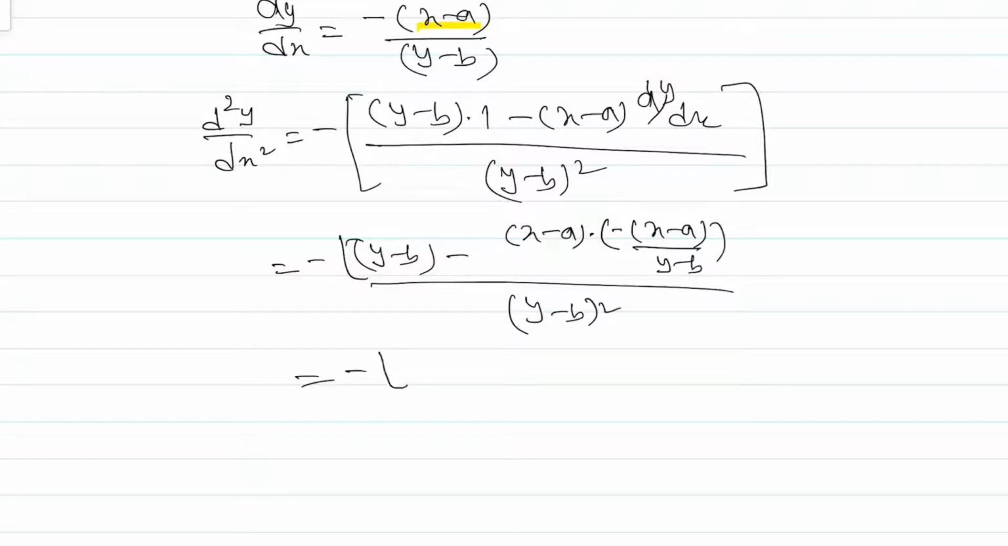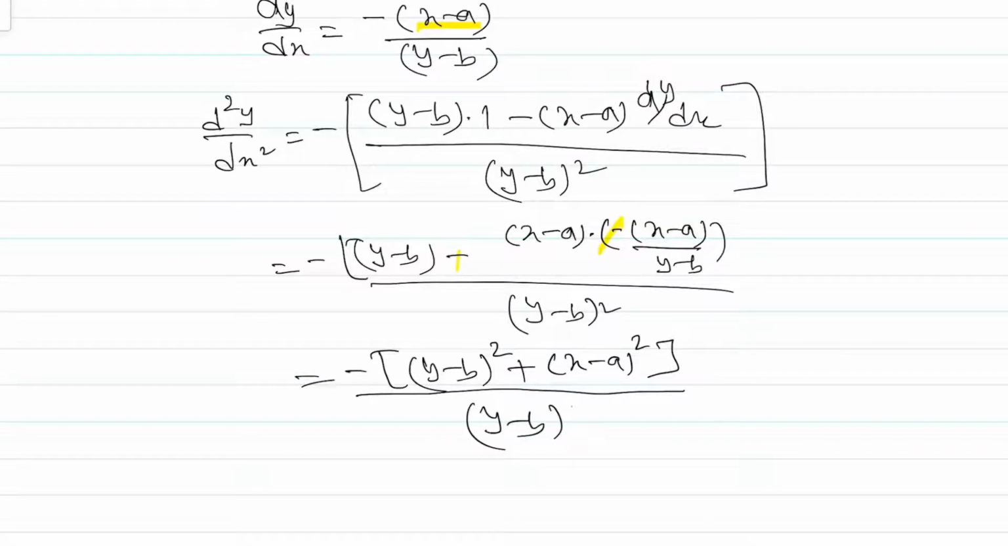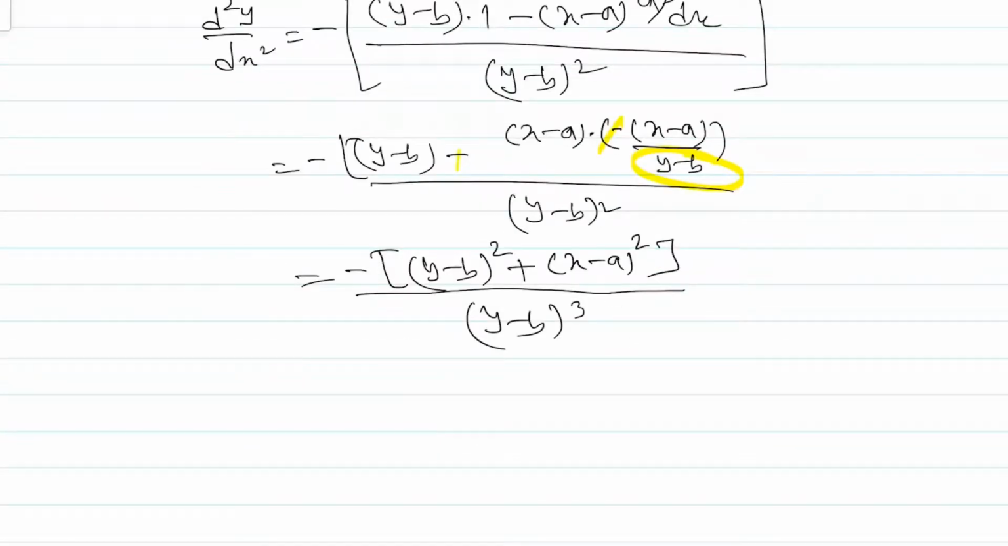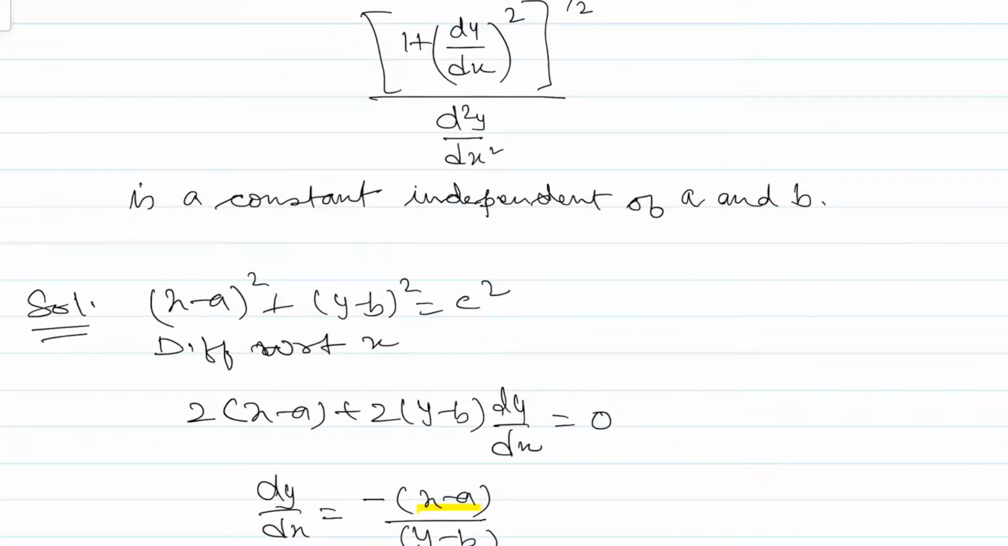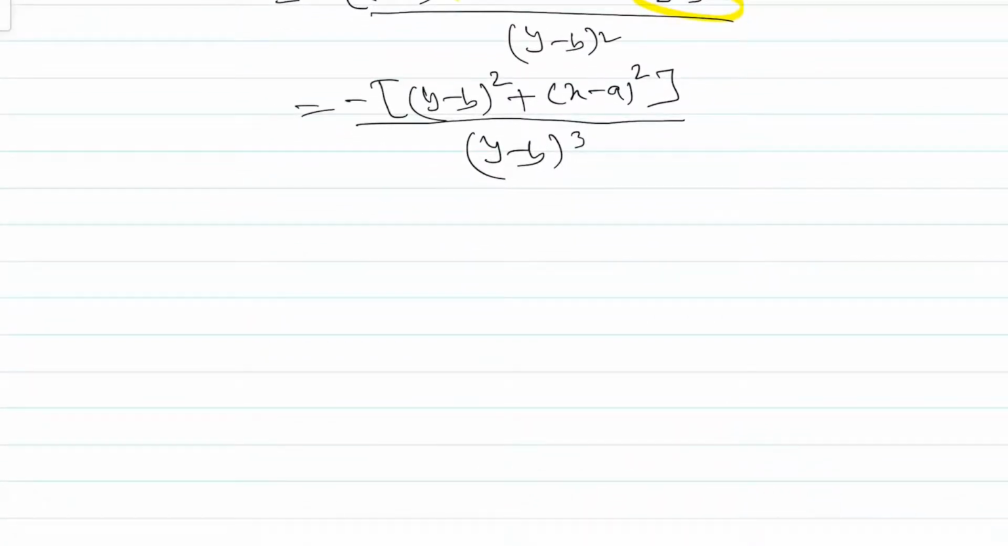Simplifying the numerator, we'll get (y − b)² plus this, the minus will cancel this minus, and finally the second term will become positive: (x − a)², divided by (y − b)³, because this term will come in the denominator. (x − a)² + (y − b)² is equal to c². So the numerator is c², and d²y/dx² is equal to −c²/(y − b)³. This is the value of d²y/dx².